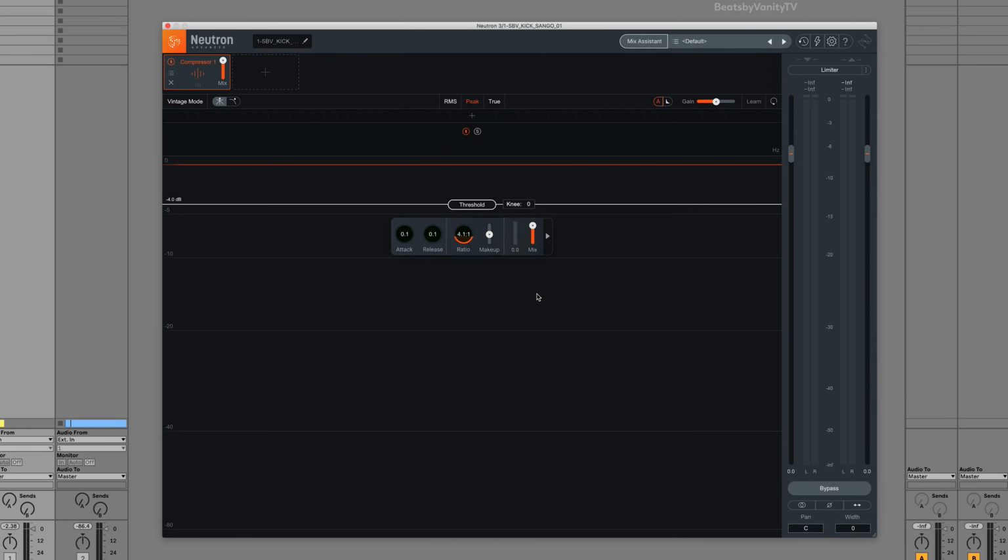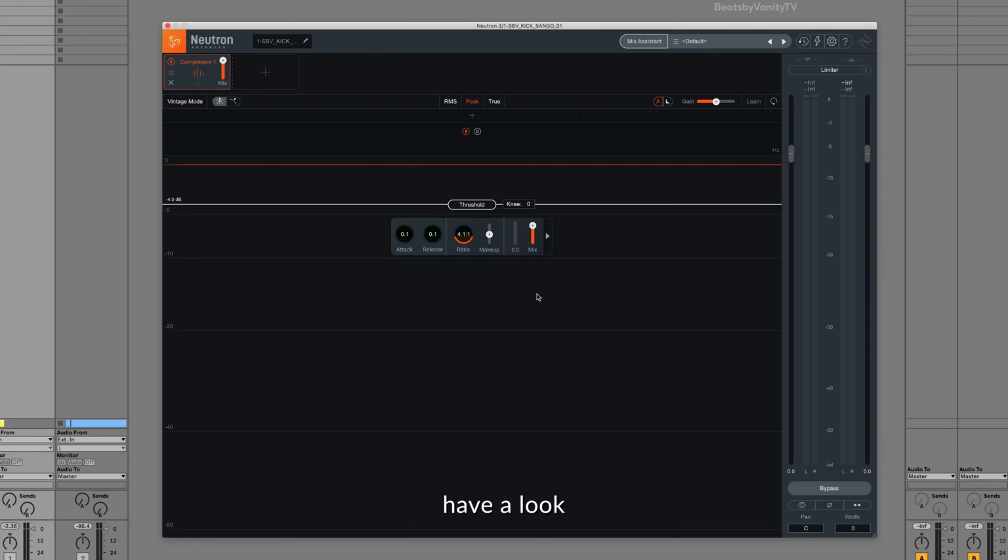The release control is the ending speed and is asking the opposite. At what speed should the compressor go from full compression back to the uncompressed signal? Do you want the compressor to return to the original signal instantly, or should it take its time, allowing for a more natural sound? But enough talk.